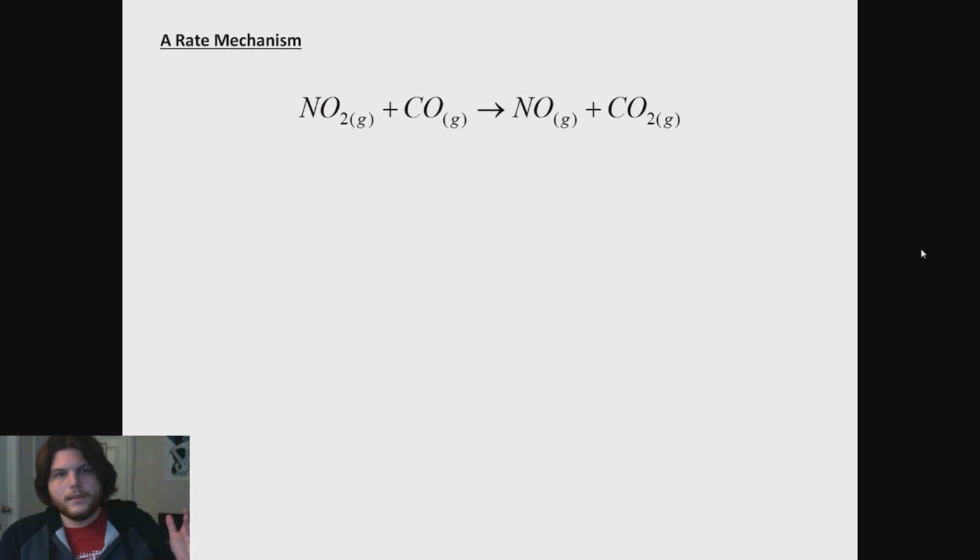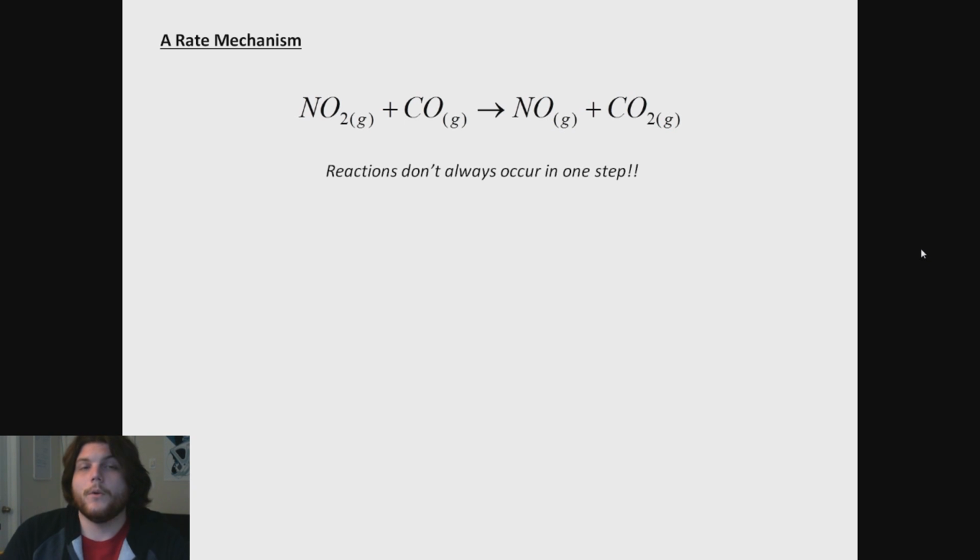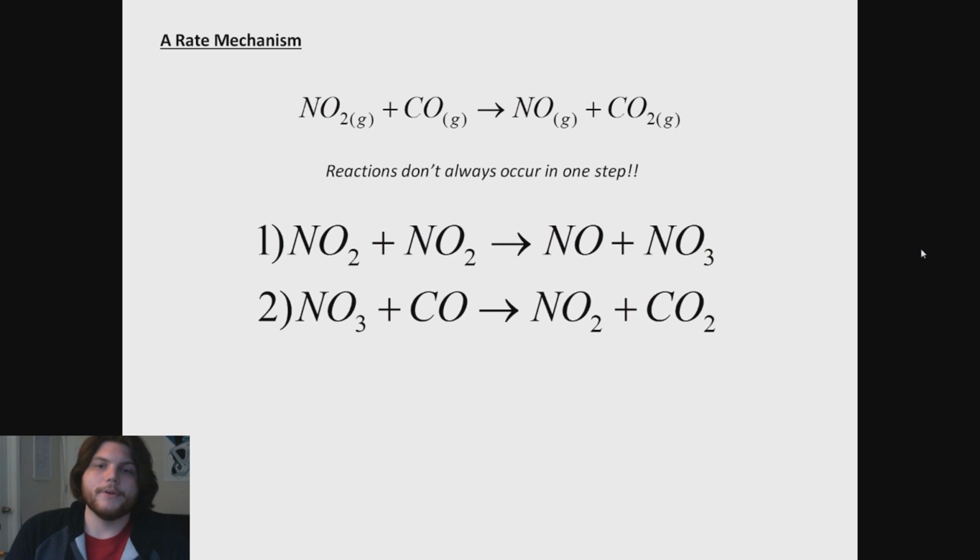So this is a reaction, but it's important to realize that reactions don't always occur in one step. In the past, you probably have seen all your reactions just being like, boom, reactants become, boom, products. But almost all the time, there's a multiple step process that it gets from those reactants to those products. And so here, just as an example, here is one reaction mechanism for this reaction.